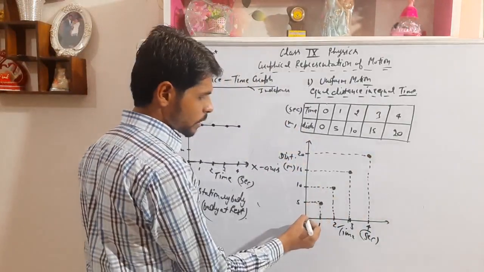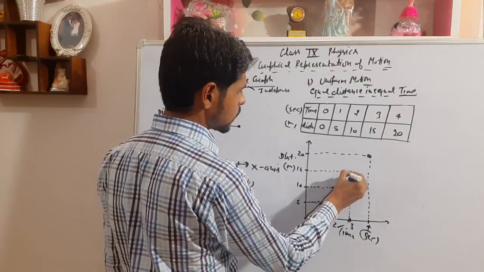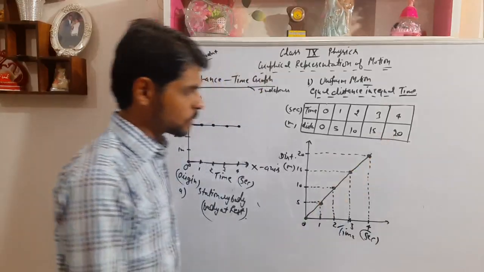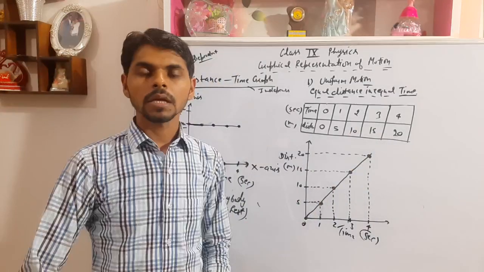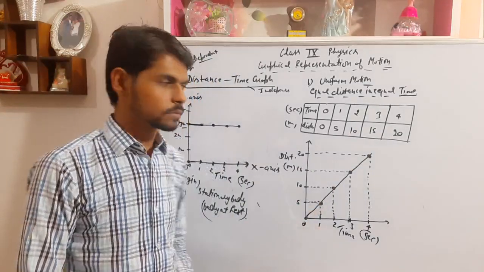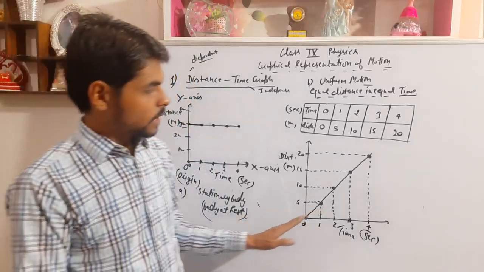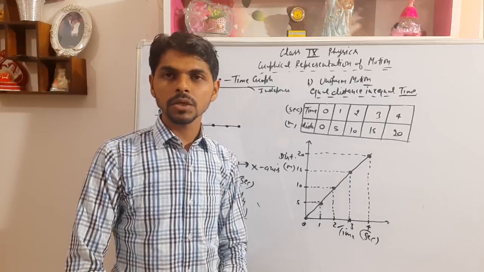Now, joining the points, you can use a scale. It will come out to be a straight line. Look at this, the graph comes out to be a straight line with a constant angle with the x-axis. It means a straight line represents uniform motion.